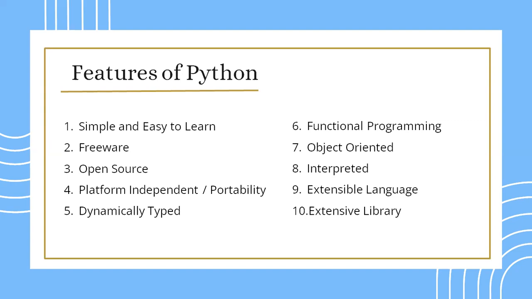Functional programming is a functional approach we can develop in Python. Object oriented programming concepts also we can implement in Python. Extensible language and extensive library. Python has a huge library, so we can download and use the library in our program. Extensible language means it can be extended to other languages like Java or C.